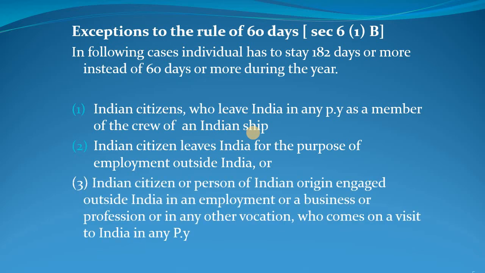Then third one, an Indian citizen or person of Indian origin. So he can be both an Indian citizen or a person of Indian origin engaged outside India in an employment or business or profession or any other occasion, who comes on a visit to India. So he may be outside for an employment purpose or business or profession or anything. But he is coming on a visit to India in any previous year, then he has to fulfill 182 days or more, not 60 days. So these are the 3 exceptions. Okay, let's move now.